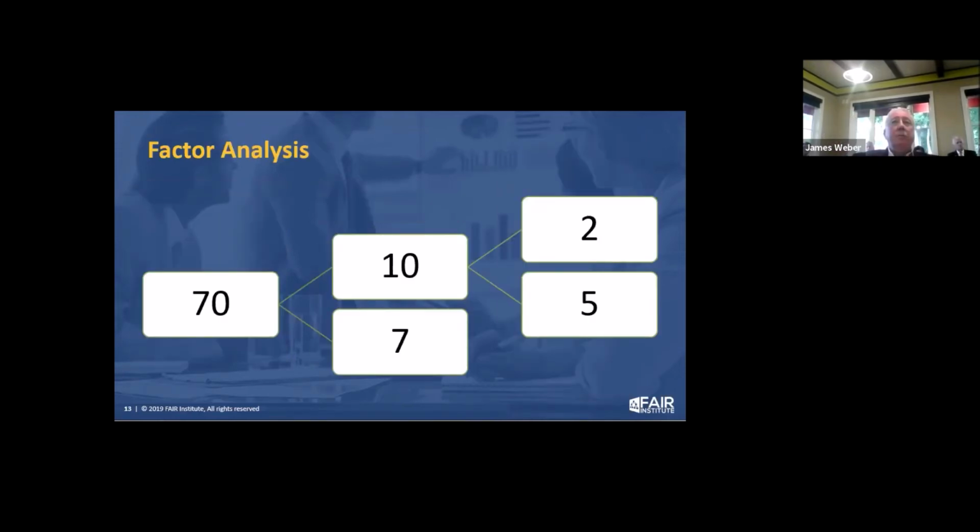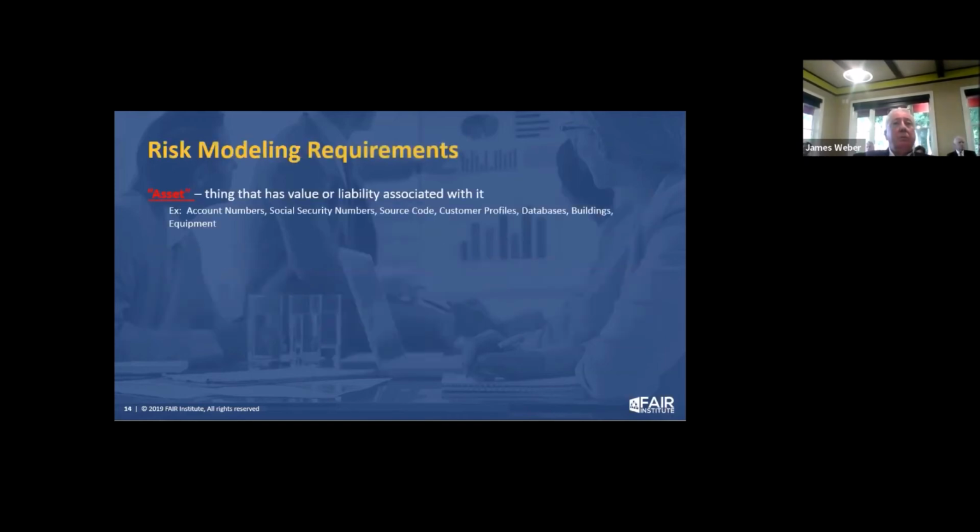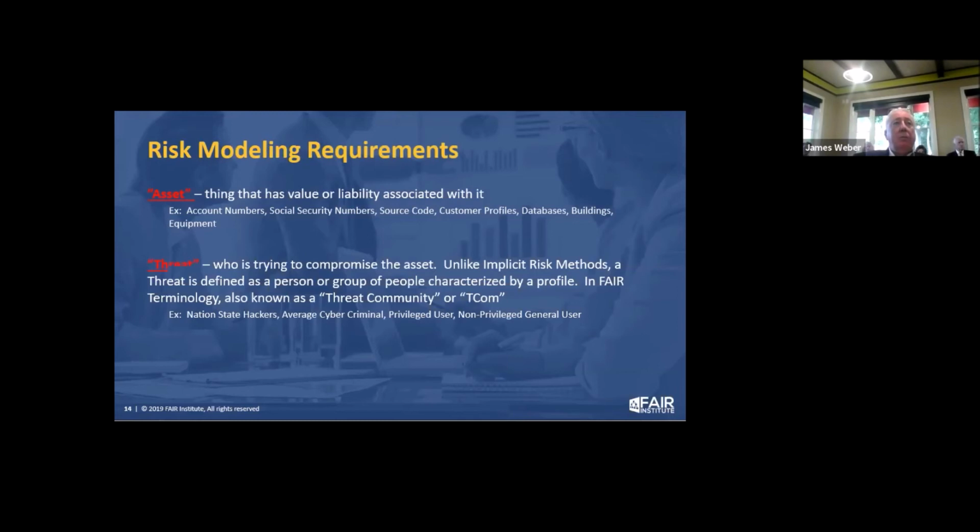Factor analysis, you ever had to do this with your kids, your grandkids? You take a big number and you break it down into prime numbers, right? So it's the same kind of concept of breaking risk down into some pieces that are kind of universal and general. So that's what the concept is for FAIR, all right? Next. Okay, and next.